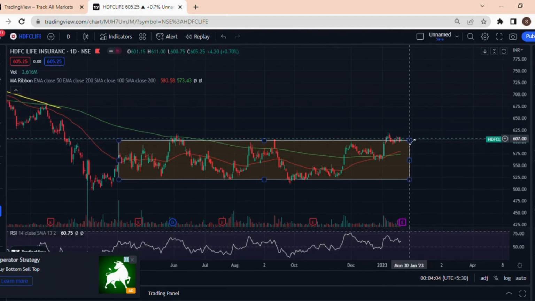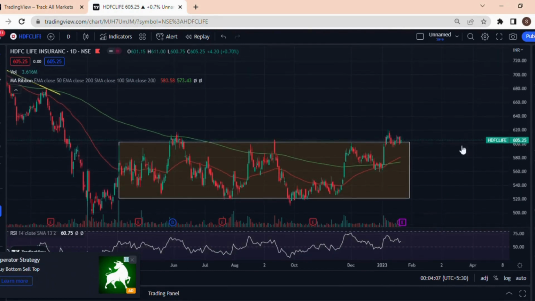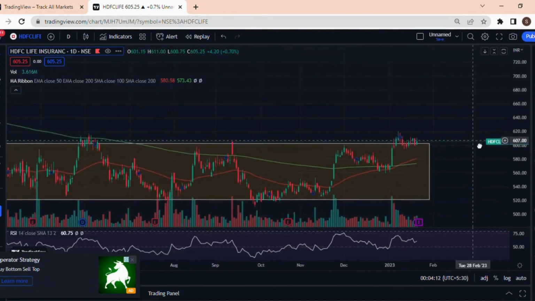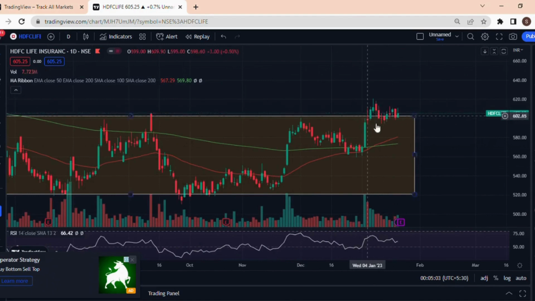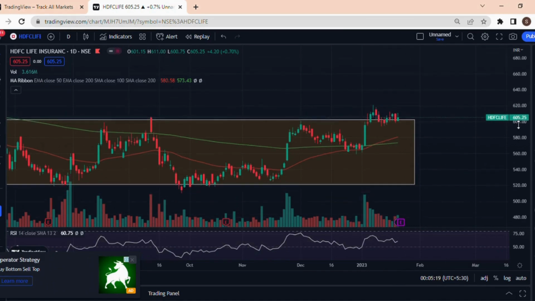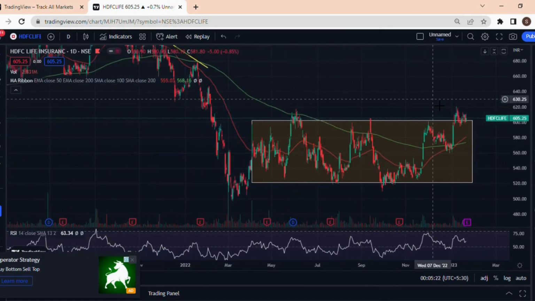Now this time, it looks like the stock gave a breakout of about 600 levels, and it is trying to retest the 600 levels. It looks like the stock is forming a very good base at this level, at 600. Once this base is created, it might give us a very good move up till these levels, like this one.